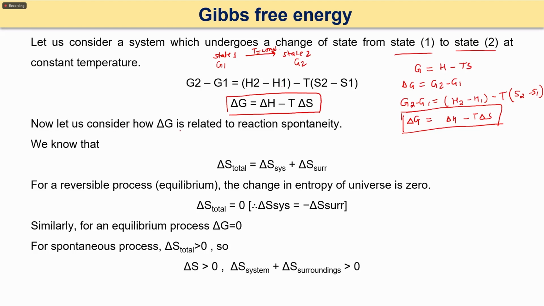Now let us consider how this delta G is related to reaction spontaneity. We really want to know how delta G will let us know whether a reaction is spontaneous or not. We know that delta S total is delta S system plus delta S surroundings, that is, the change in entropy in the system plus the change in entropy in the surroundings.